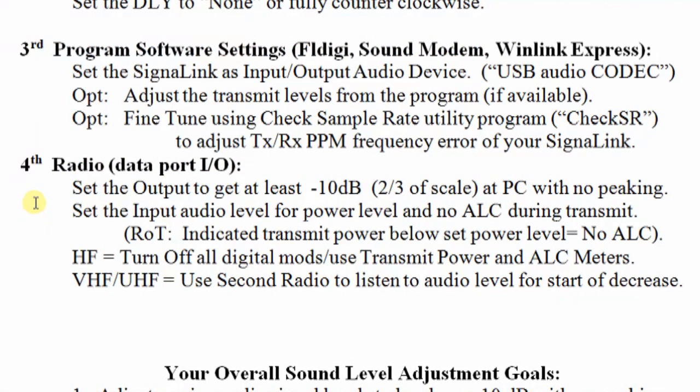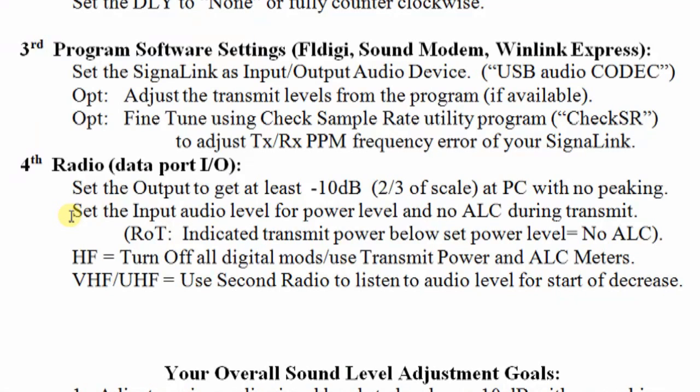And finally, we're going to go to the radio, and we're going to be adjusting the levels on the data port, which is where the SignaLink is connected. So that's your input, output, and push-to-talk port that's on the back of the radio where your cable comes in. Those settings within your radio, we're going to set the radio when the software is running, so again that we get that negative 10 dB or higher at the PC with no peaking. And then we're also going to set the input level radio levels so that there's no ALC during transmit.